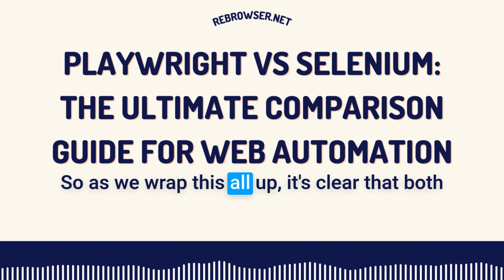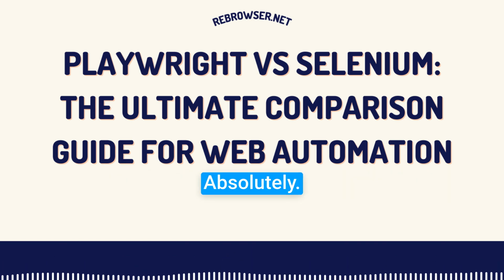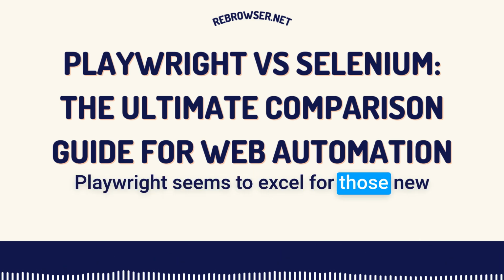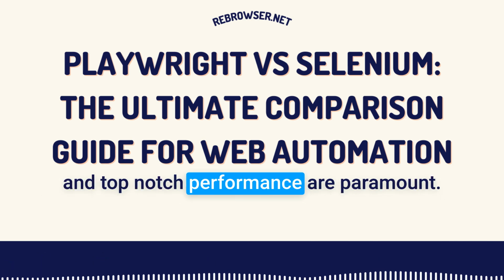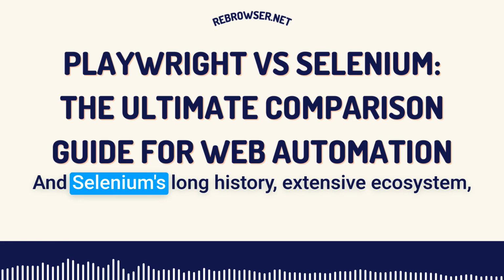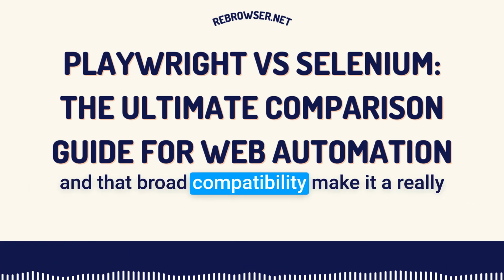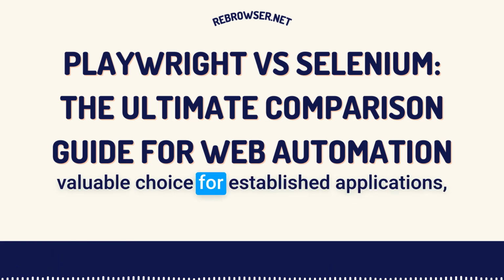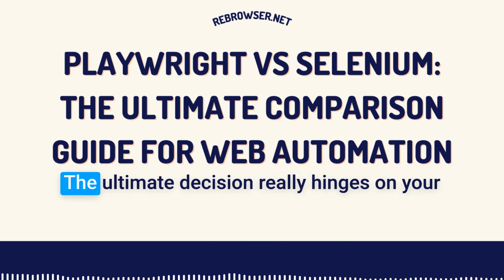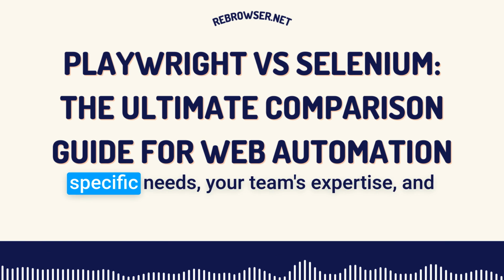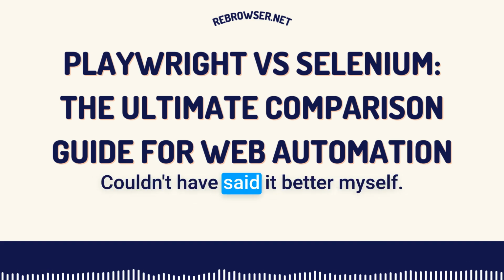So as we wrap this all up, it's clear that both Playwright and Selenium have their strengths. Absolutely. Playwright seems to excel for those new projects where rapid development, ease of use, and top-notch performance are paramount. And Selenium's long history, extensive ecosystem, and that broad compatibility make it a really valuable choice for established applications, especially in those large enterprise environments. The ultimate decision really hinges on your specific needs, your team's expertise, and any constraints you might be working with. Couldn't have said it better myself.